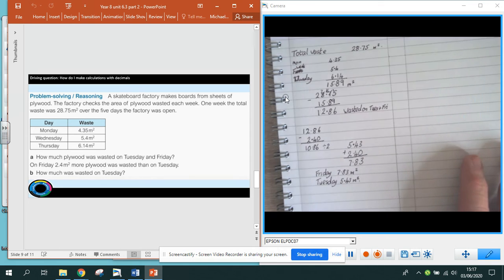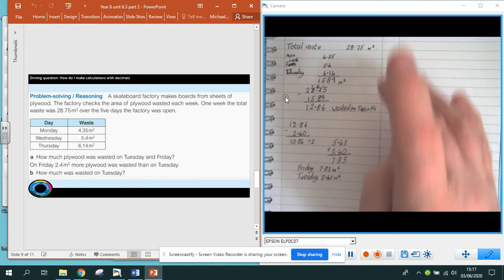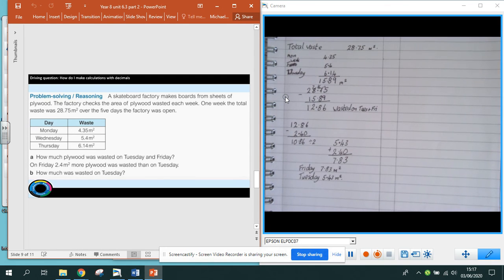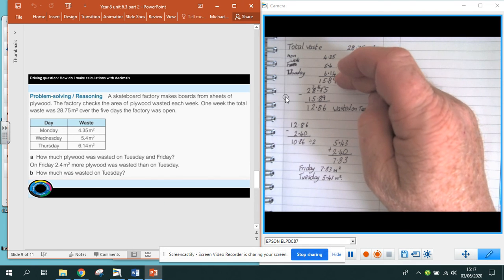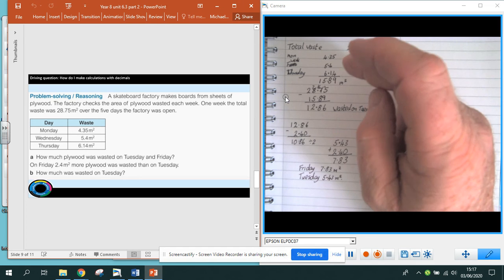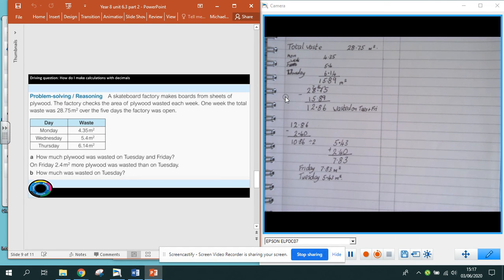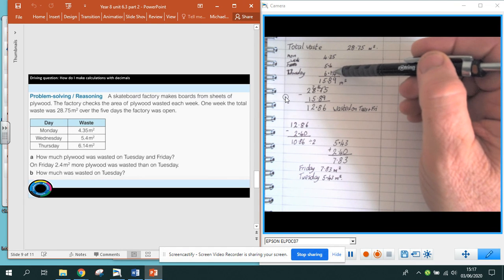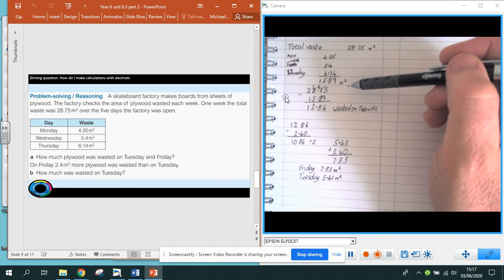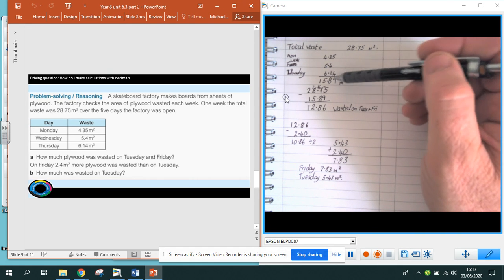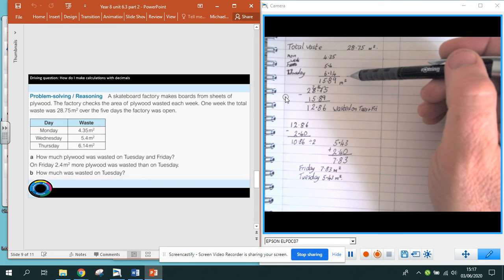So, total waste, we've said, is 28.75. The amount that was wasted on Monday, Wednesday and Thursday is these three sums added together. So I added 4.35 to 5.4 to 6.14, and I got 15.89 square meters. So in those 3 days, 15.89 square meters were wasted.